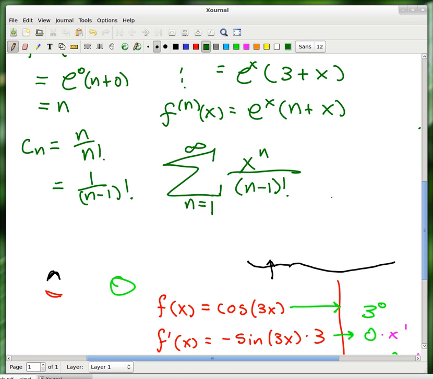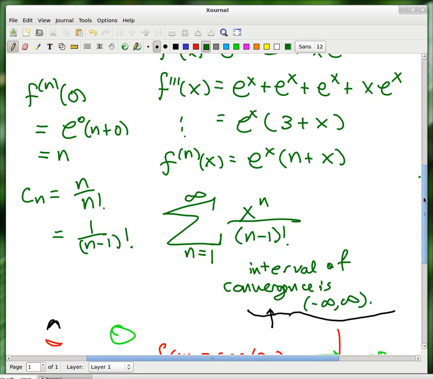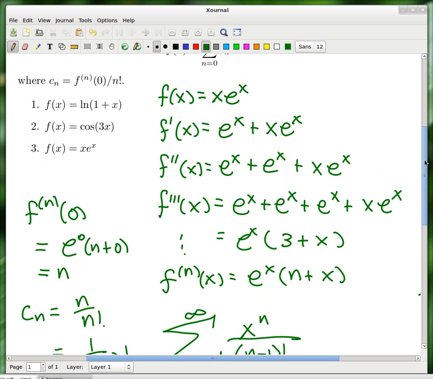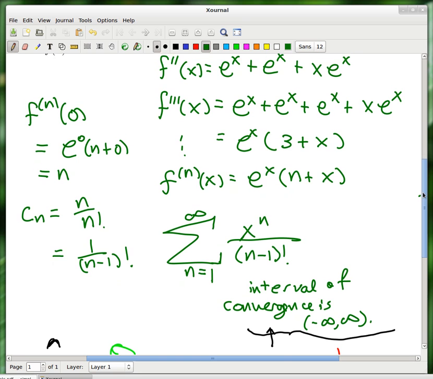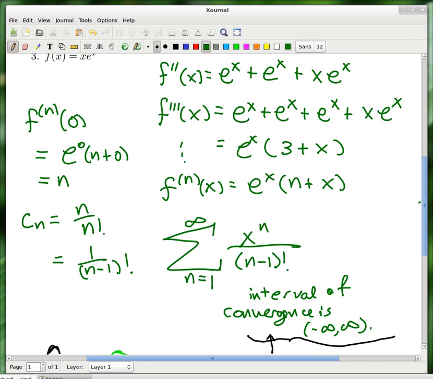And what's the interval of convergence? Just check, the interval of convergence is going to be everything here too, because the factorial is so strong. It takes a lot to overcome factorial. The interval of convergence is minus infinity to positive infinity. Okay, great. And let's go ahead and take a look at the picture.